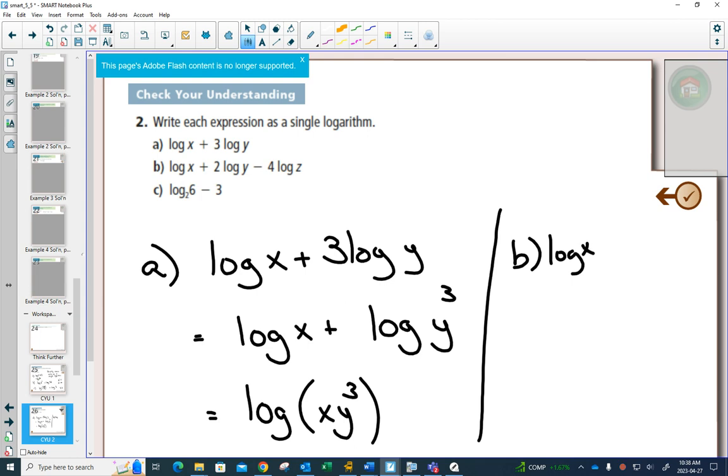In B, we have adding, we have subtracting, and we have numbers out in front. We would not be able to put any of the adding or subtracting things together when there's numbers out in front. So the first thing we're going to do is use the log law that says if there's a number out in front, it can go in as an exponent.